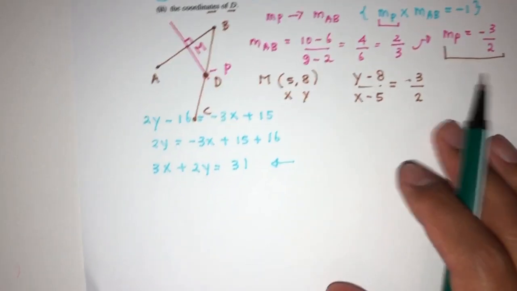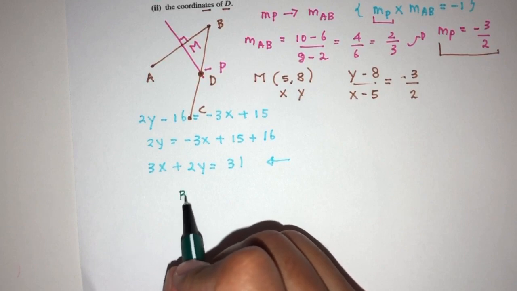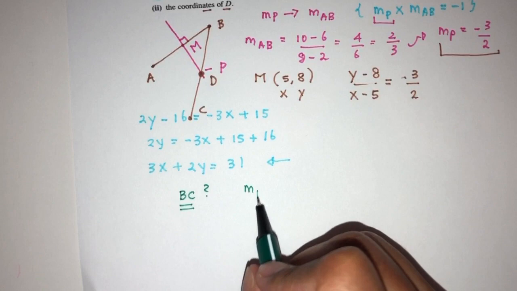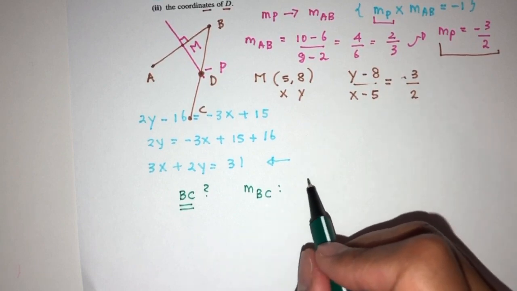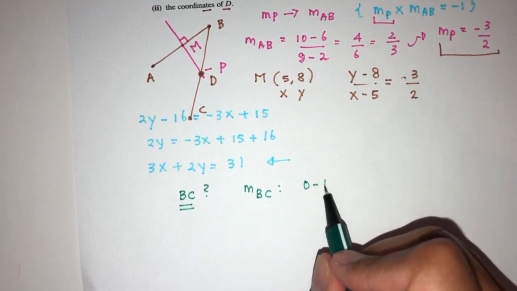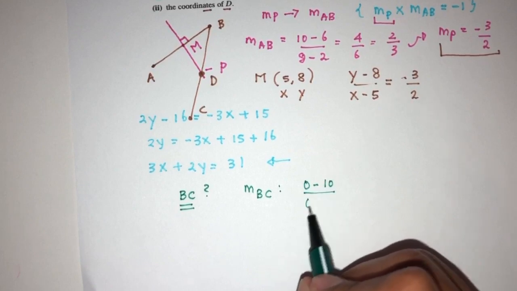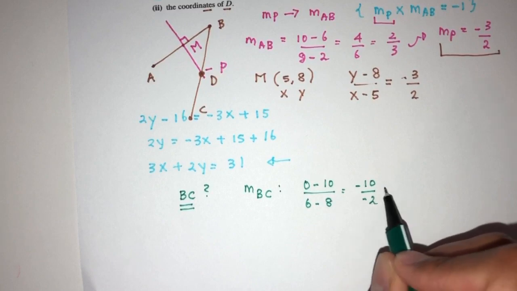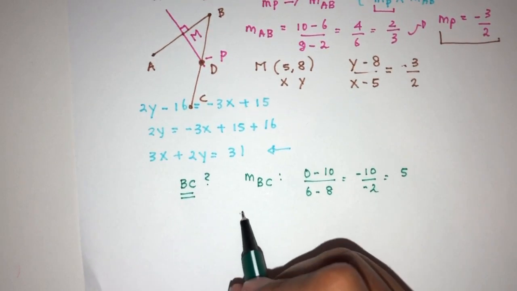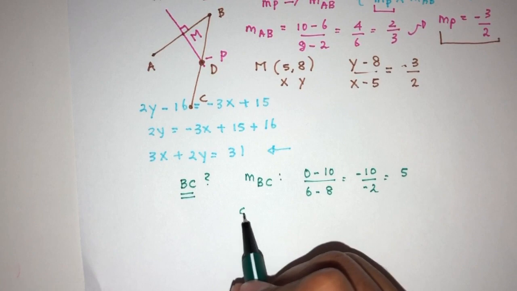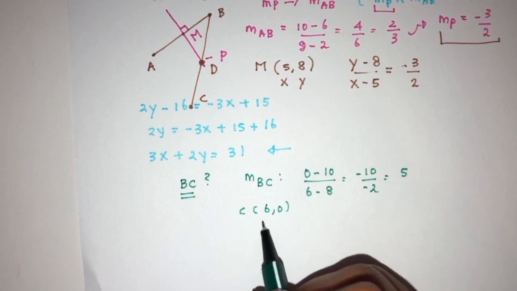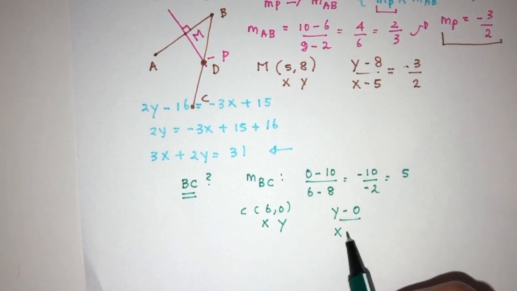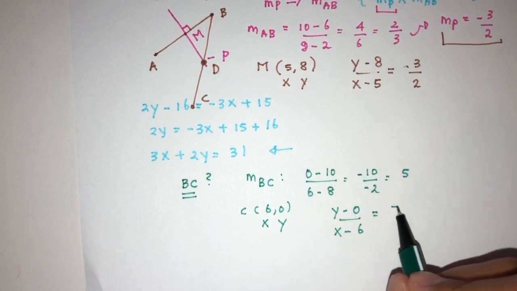Now we first have to find the equation of BC. It is also a straight line, so you first have to find the gradient of BC. That will be y2 minus y1 over x2 minus x1, which is -10 over -2. That should be 5. So for the passing point, let's use the point C. That should be 6, 0. That'll be x and y. So y minus its corresponding value over x minus its corresponding value equals 5.